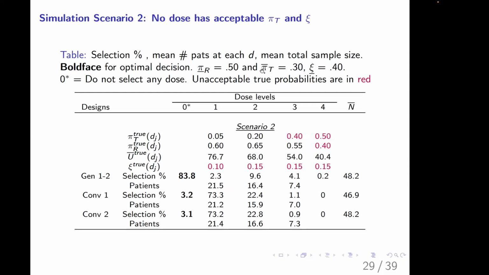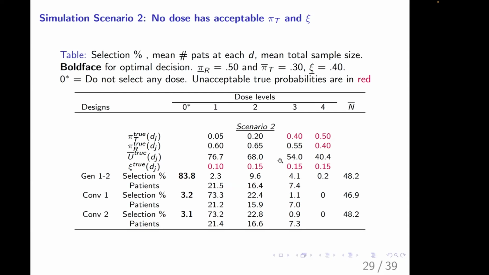Here, the Gen 1-2 design stops and says nothing is acceptable 84% of the time. The conventional designs almost never do that. They just don't. Again, the doses are unacceptable because their toxicities are too high as you go through the different scenarios, or their long-term success rates are too low. So you see the psi true of DJ.